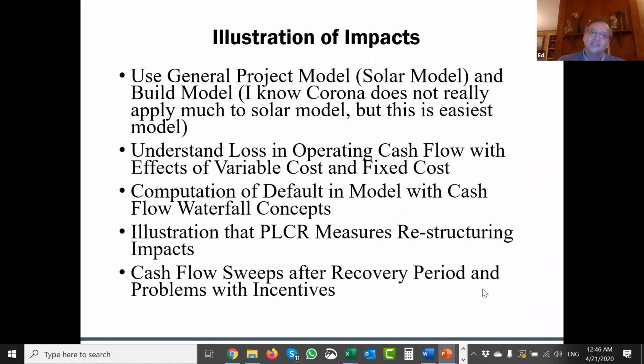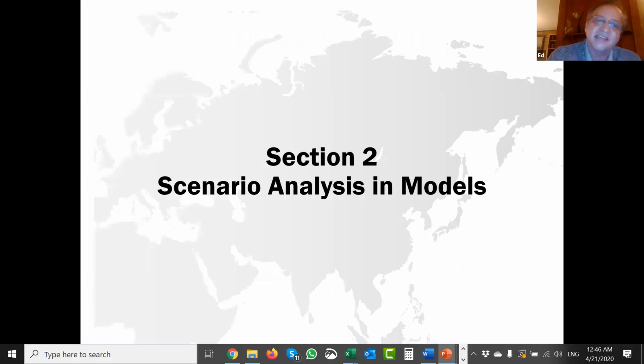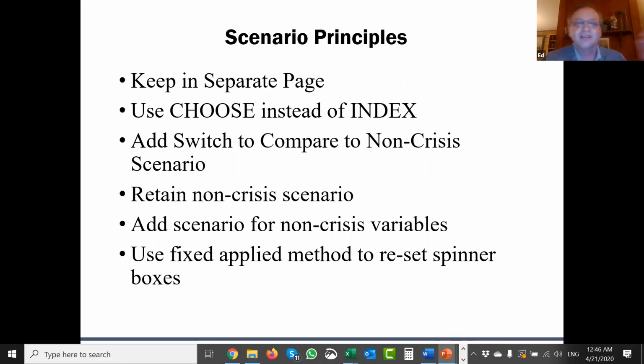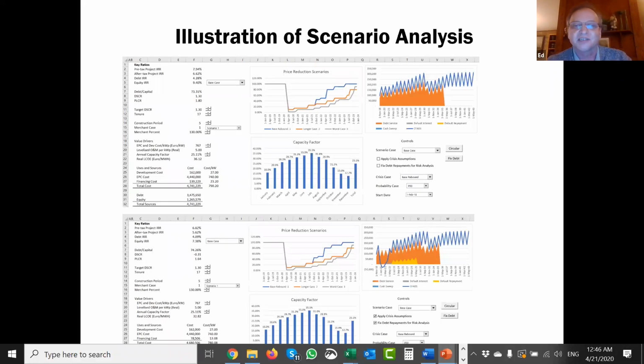So we want to model some of these, and I'm going to illustrate this with a kind of pretend project. I'm going to make a solar model, and I'm going to see what happens to the cash flow. And then what we're going to do, which people don't normally do in project finance models, is they don't admit that there can be a default. But you want to model a default, and you want to model when you have a default, how is that default going to be repaid? And then we're going to show you how to use this project life coverage ratio to see how you can restructure. So the first thing is going through some scenario analysis.